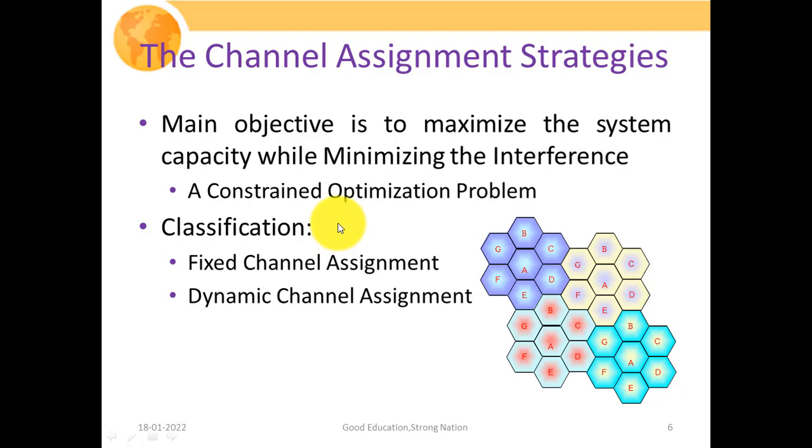Now next is classification. That is how we are going to allocate our channels or frequency bands among the users. Here this particular figure is basically showing how you are going to allocate different frequency bands among different cells. So this is the basic insight of your channel allocation strategy or frequency assignment strategies. There are two popular mechanisms. Number one is your fixed channel assignment and second one is your dynamic channel assignment. We are going to discuss them one by one.